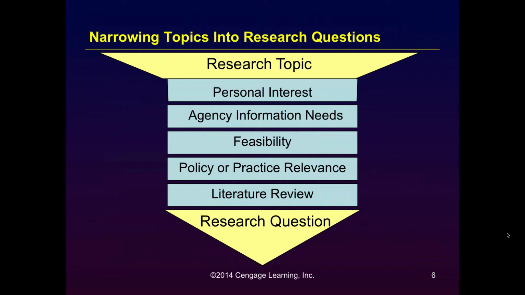Sometimes you start reading literature when you are further up the funnel to decide feasibility or agency need, or even policy and practice relevance. But before we move too deeply into a research project, unless we're doing a specific type of research called grounded theory, we want to do a thorough review of the research in order to fully understand the parameters of our topic, and also to find out maybe our question has already been answered. Finally, when you have completed all the steps, we arrive at a research question.